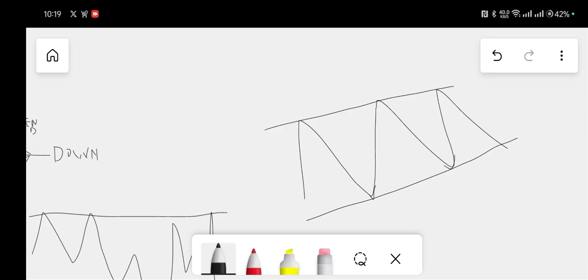A trend line becomes more valid after a third touch. Something like this. This is our first touch, 1. This is the second touch, 2. And this is the third touch. Oh, why is this giving me issues?